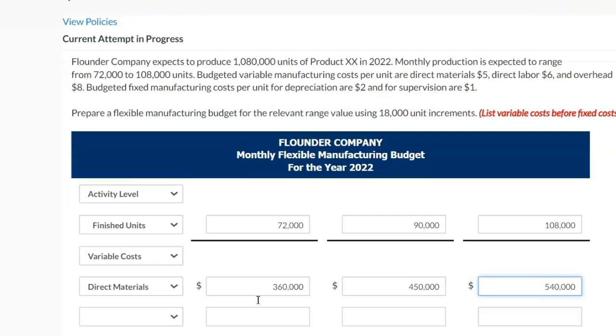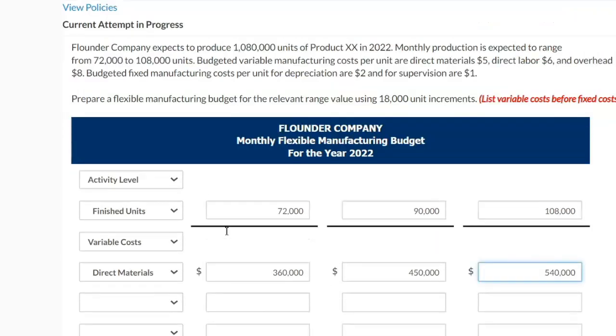Then we have direct labor. Then overhead. Is that the last one? Yeah, then overhead. Okay.